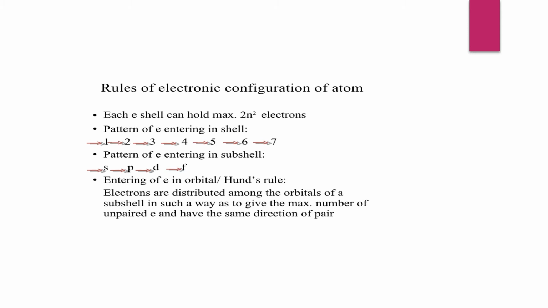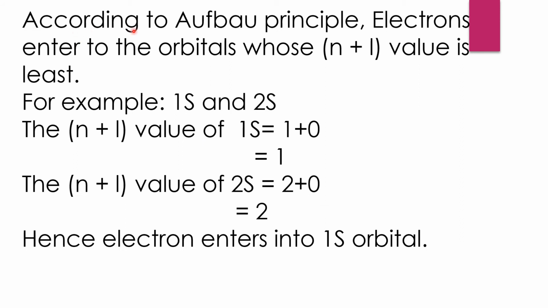Before going to Hund's rule, I would like to explain that according to the Aufbau principle, electrons enter the orbital whose n plus L value is least. For example, when you take 1s and 2s, the n plus L value of 1s is 1 plus 0, which is equal to 1. In the same way, the n plus L value of 2s is 2 plus 0, which is equal to 2. So 1 is less than 2, and electrons enter the 1s orbital first, and then the 2s orbital.